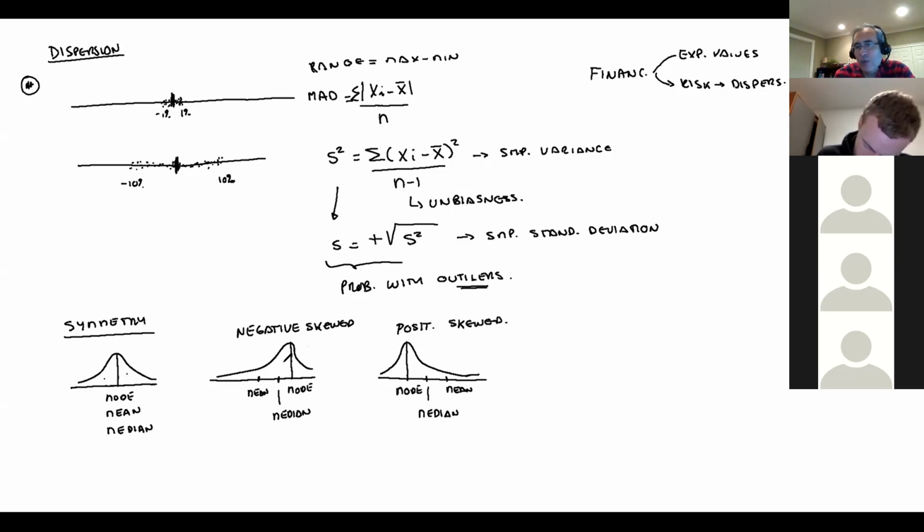And in finance, guys, what we see the most is negatively skewed, negative skewness. And why is that? Why in the market we observe larger negative returns than larger positive returns? Why is that? Do you have an idea, an intuition of that?